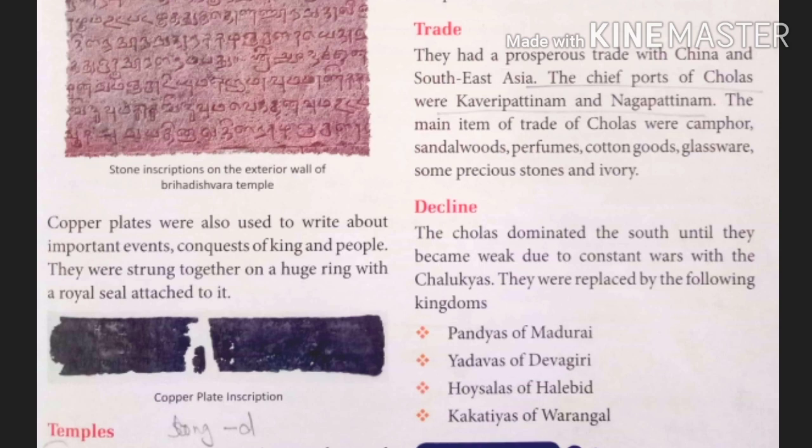They were replaced by the following kingdoms. Now, the kingdoms which replaced Cholas from the south. The first one was Pandyas of Madurai, Yadavas of Devagiri, Hoysalas of Halebid, and Kakatiyas of Varangal. These were the dynasties which replaced Cholas from southern India.